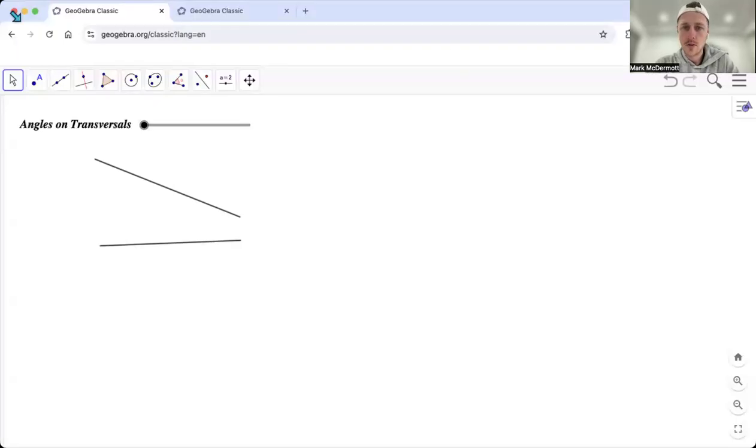All right, so we're going to look at angles on transversals. There's a lot of things you can conclude when you have a transversal crossing parallel lines. So we'll look at that. First thing we need to understand is what is a transversal, and here it is.